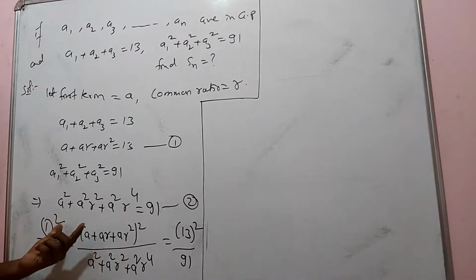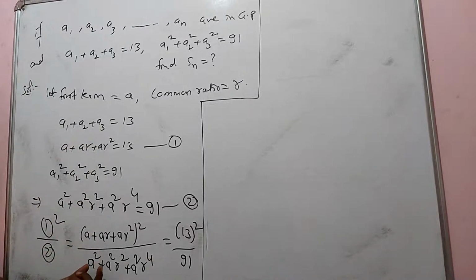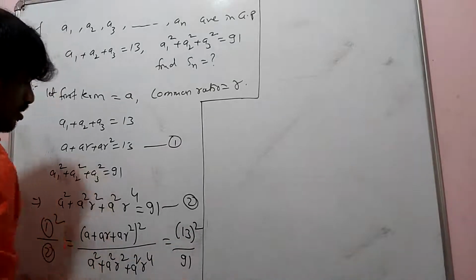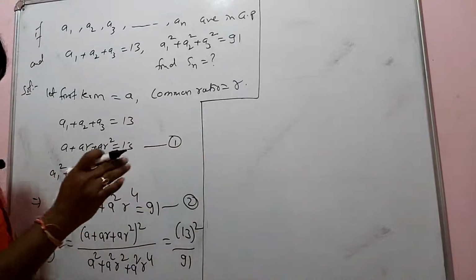I just wrote the first equation squared and I wrote the second one as it is, and divided them both. Is this clear to all? Now look here. Are you able to hear my voice clearly? Any disturbance? No? Is it clear?